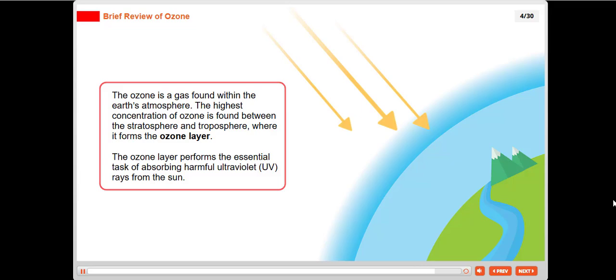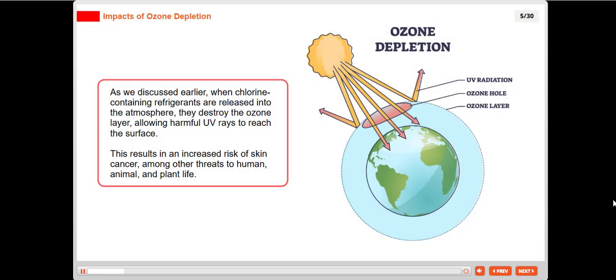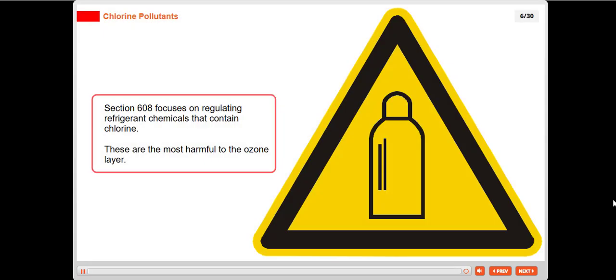As we discussed earlier, when chlorine-containing refrigerants are released into the atmosphere, they destroy the ozone layer, allowing harmful UV rays to reach the surface. This results in an increased risk of skin cancer, among other threats to human, animal, and plant life. Section 608 focuses on regulating refrigerant chemicals that contain chlorine. These are the most harmful to the ozone layer.